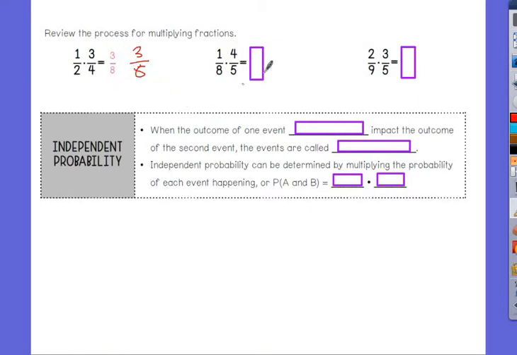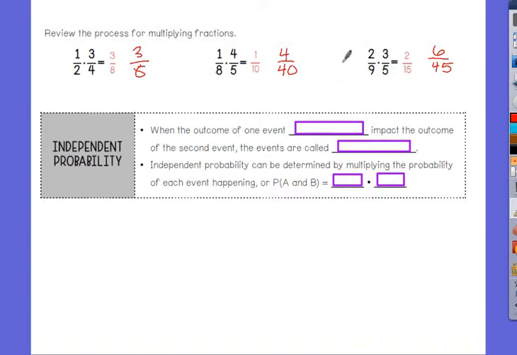Here, 1 times 4 is 4. 8 times 5 is 40. Can that simplify? 1/10. 2 times 3 gives me 6. 4 times 5 gives me 45. Can that simplify? By 3. 6 divided by 3 is 2. 45 divided by 3 is 15.